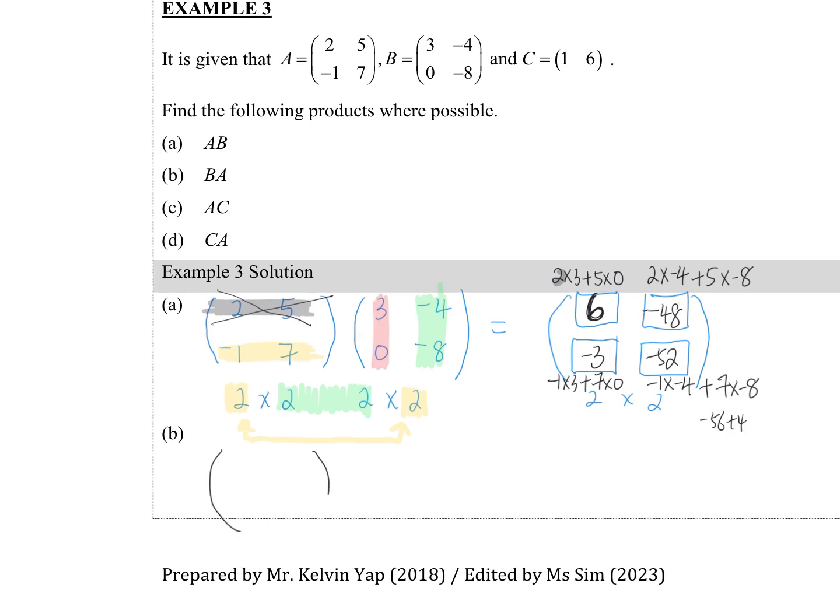Okay, if it's the opposite, just one more. Opposite. You also deal with it in 2 rows. So first one is this one. I will multiply with this one. So I will do a 3 times 2 plus negative 4 times negative 1. So this is a 10.